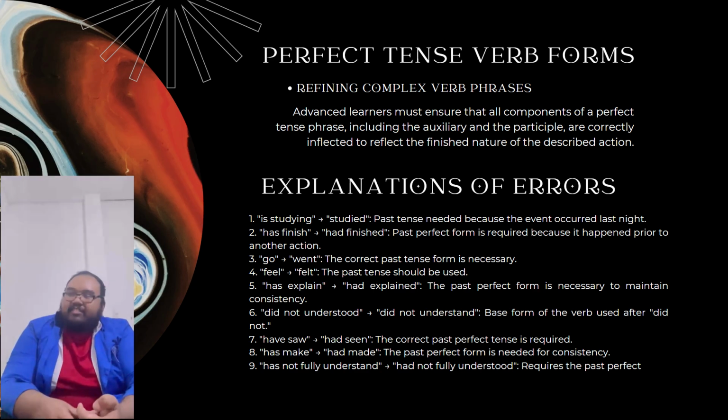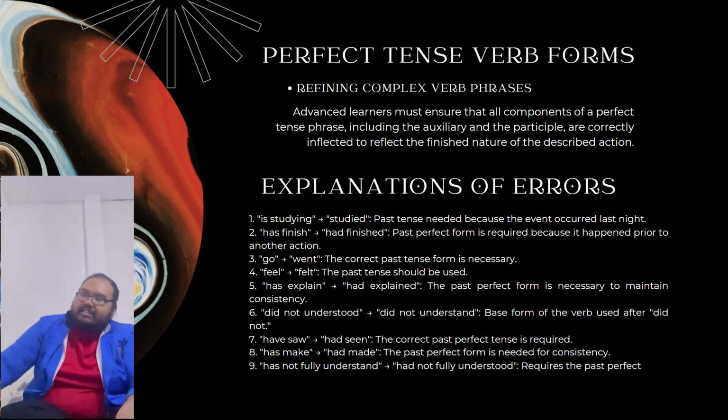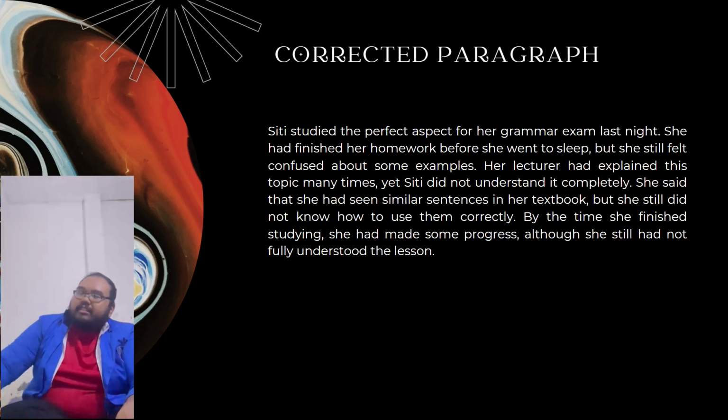Number 7, "have saw," turn into "had seen." The correct past perfect tense is required. Number 8, "has made," turn into "had made." The past perfect form is needed for consistency. Number 9, "has not fully understand," turn into "had not fully understood," requires the past perfect. Now this is the correct paragraph here.